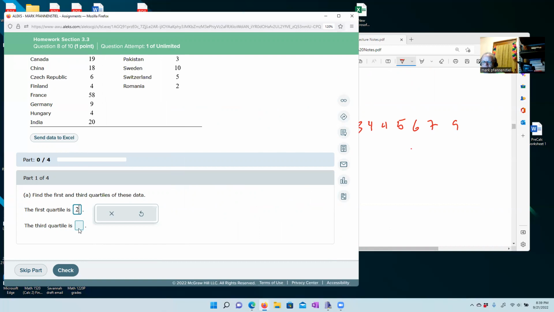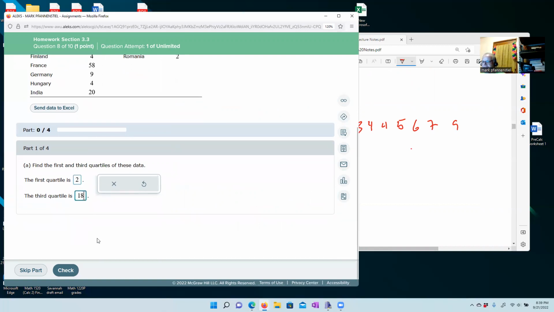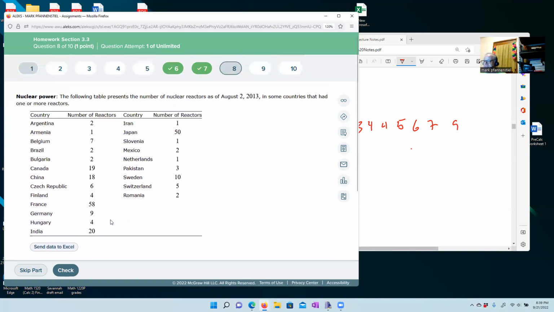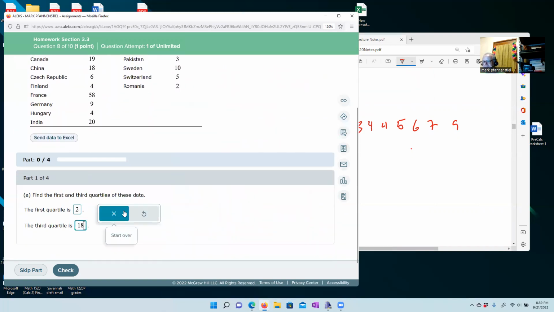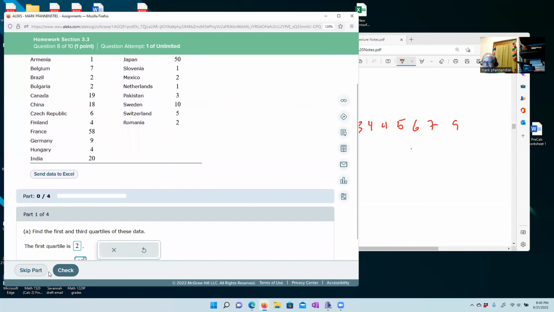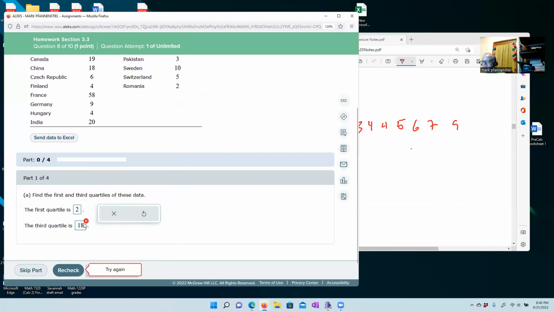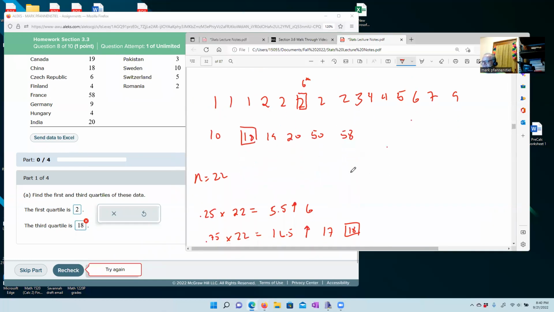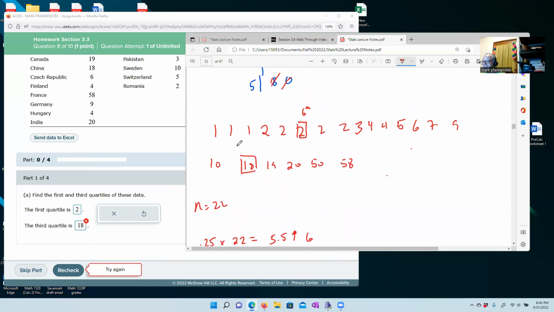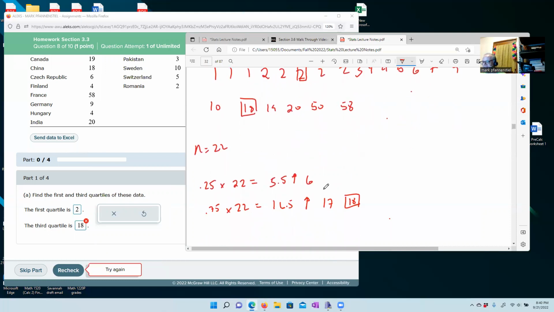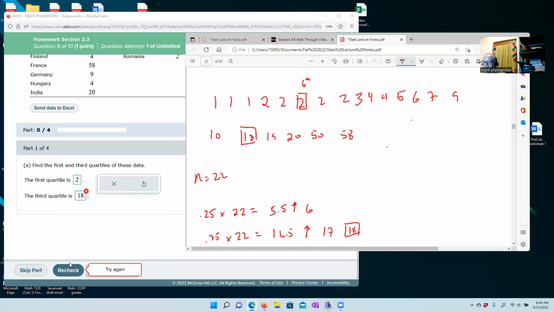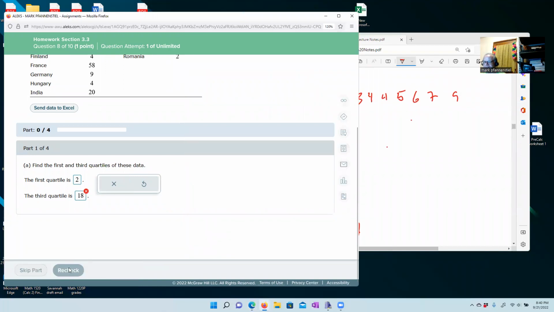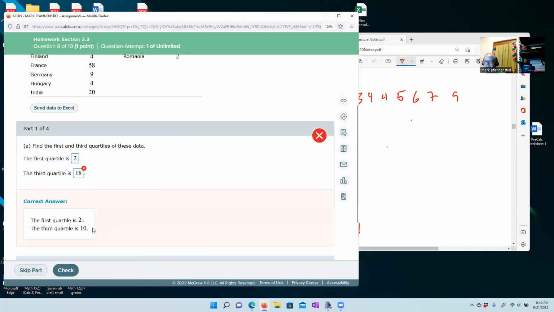First quartile 2, third quartile 18. Okay, and again, let me just tell you that this would be a terrible quiz question because I don't want you to have to go through all of this. Didn't like it. We're going to say that's fine. I have a feeling I probably got the 17 right, but I probably didn't order them right. So we're just going to recheck until we get the answer here.